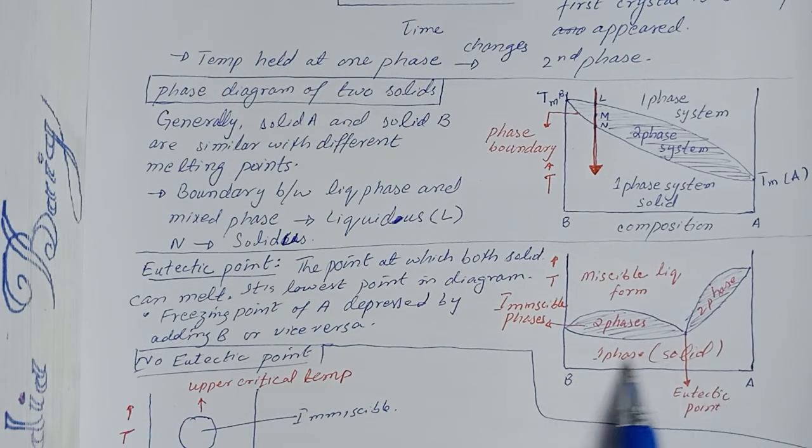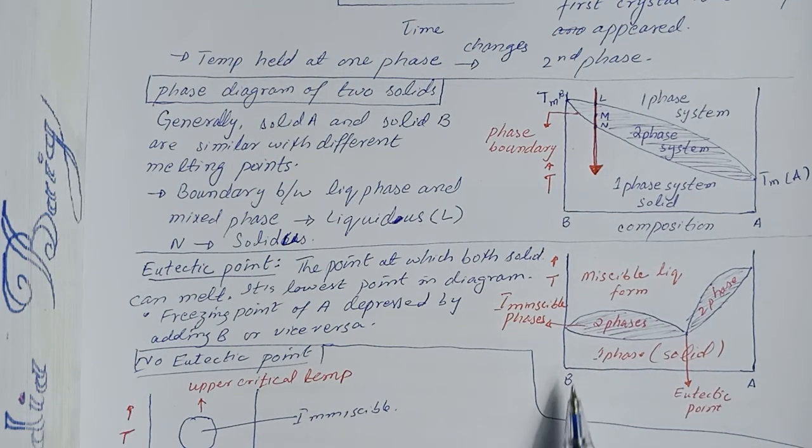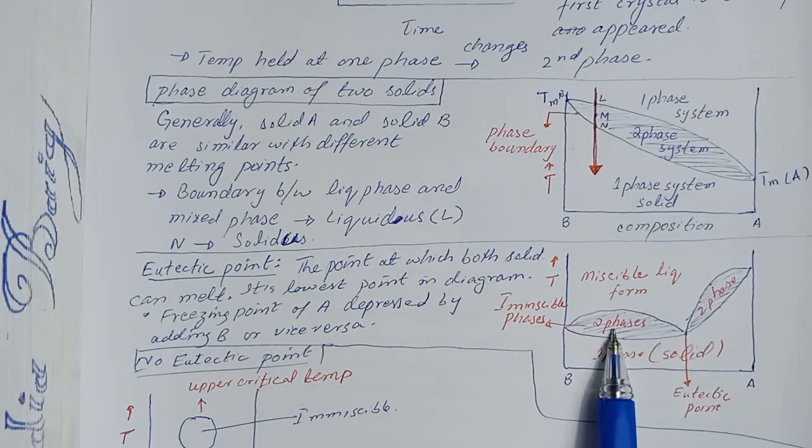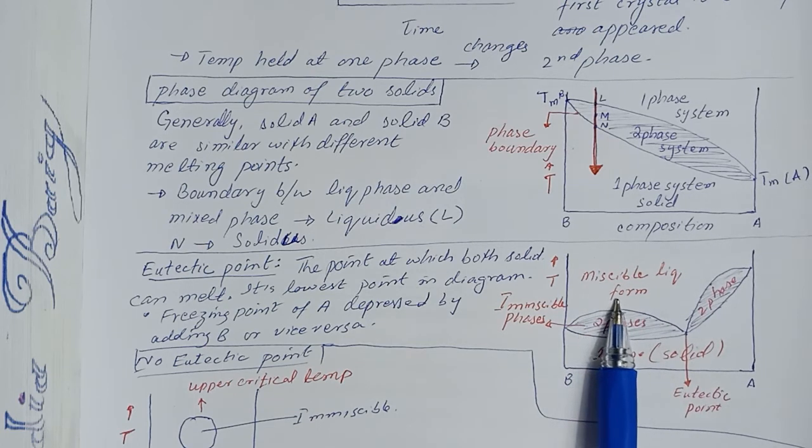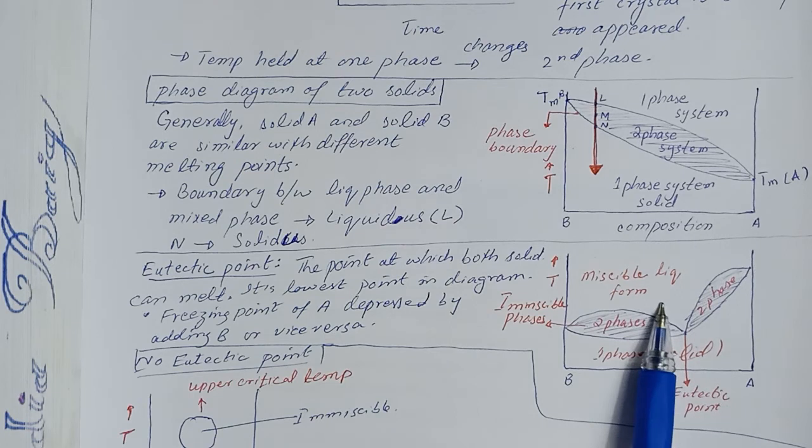So this region is the solid phase and one phase. It means that both solids of different compositions of A and B are miscible solids, and in these two regions there are two phases, or we can say that we have liquid and solid phases, and above this shaded area is the miscible liquid form, where the composition of A and B is varied, showing the similar liquid phase.